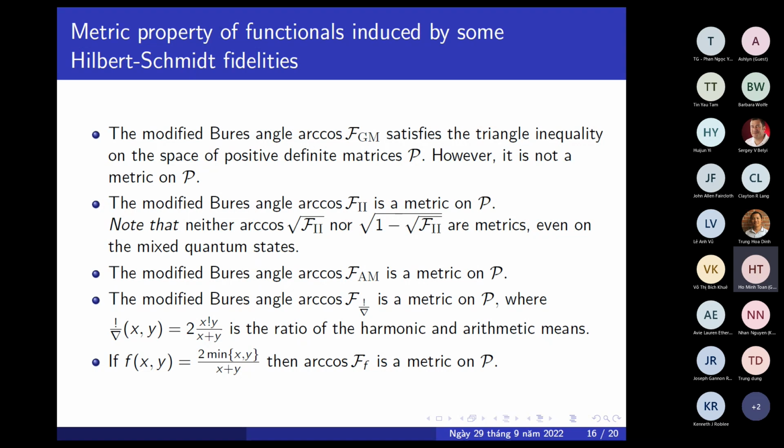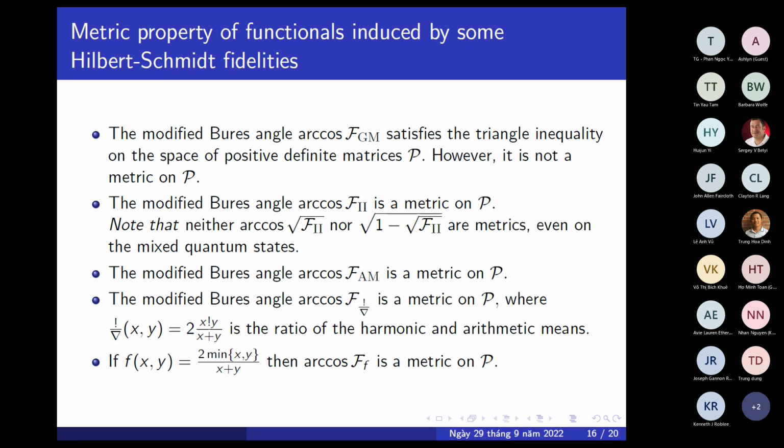But if you take the square root in the modified Bures angle, the square root of f2, then it's not critical even on the quantum state space. That is, if you take a square root, then it's more difficult to obtain the triangle inequality.